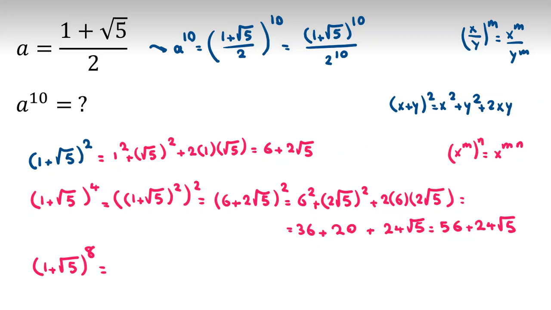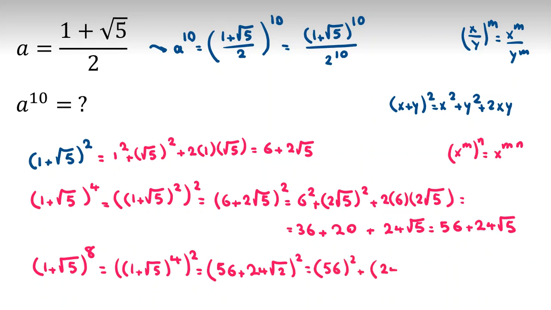So it will be what? It will be the previous one squared: (1 plus root 5) to the 4, squared. (1 plus root 5) to the 4 from the previous line is 56 plus 24 root 2, squared. It will be 56 squared plus (24 root 2) squared plus 2 times 56 times 24 root 2. Okay, so let's simplify 56 squared. Let's calculate that.